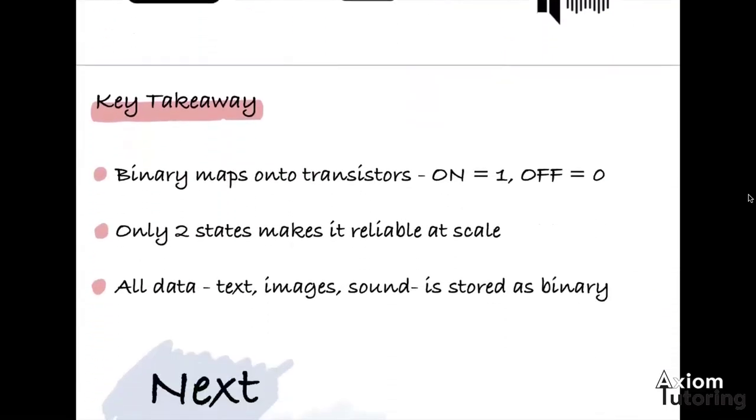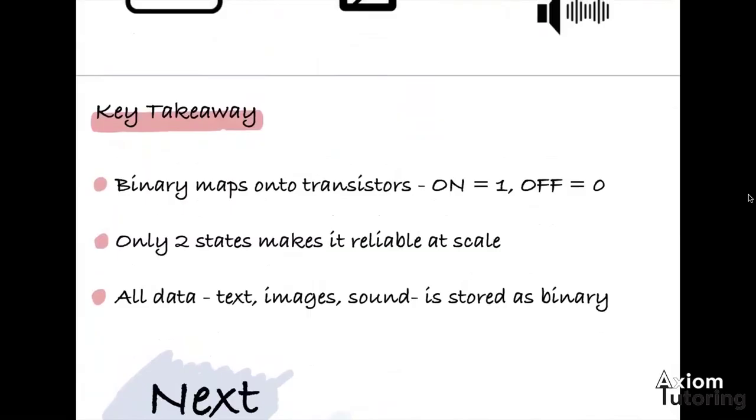So, three things to take away from this video. Binary is used because transistors have exactly two physical states, on and off. Using only two states makes the system very reliable, much more reliable than trying to distinguish between 10 voltage levels. And all data, not just numbers, but text, images, sound, everything, is ultimately stored as binary.